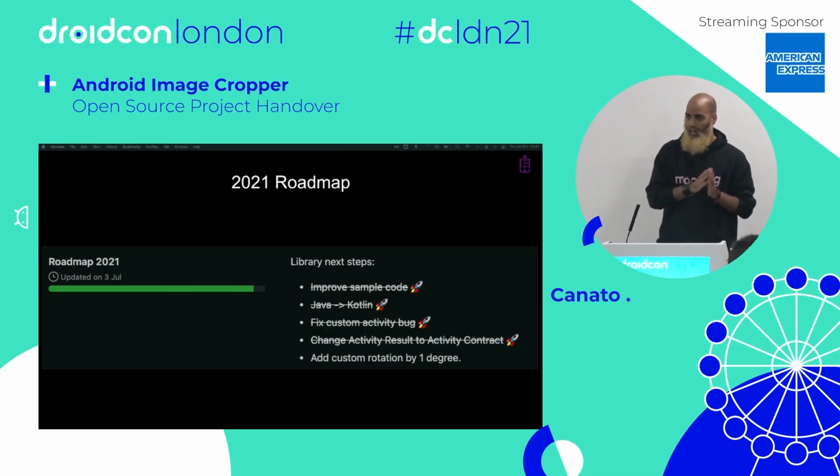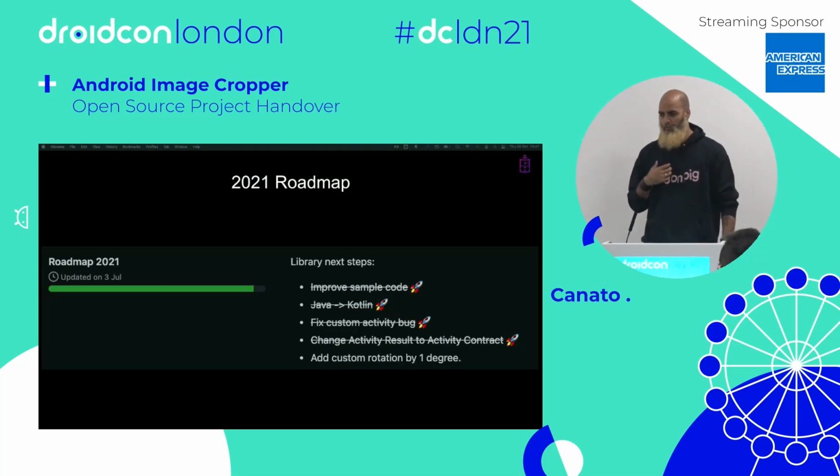This was really good. I changed the whole library from Java to Kotlin because I feel comfortable working in it, and it already solved a lot of bugs that we had before. We fixed the custom activity bug. Basically, in the library you can use a custom activity where you build the layout yourself, and this was broken and nobody was using it, and we were like, how didn't we see that before?